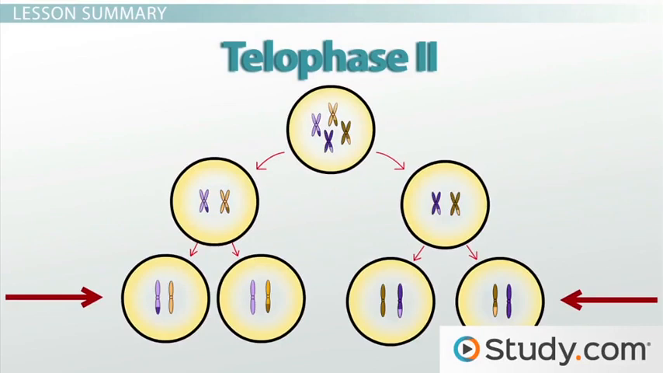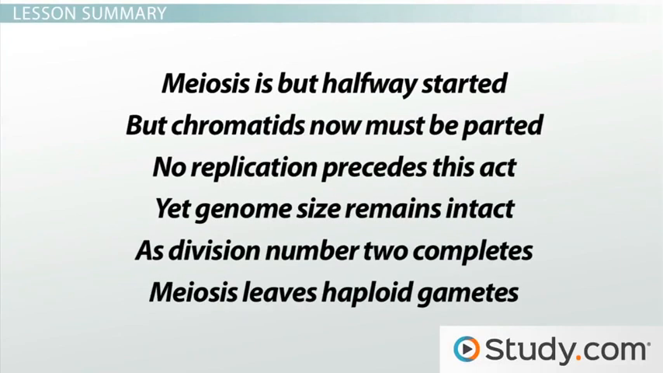As we draw to a close on meiosis and cell division, I'll leave you with one last poetic study aid. Meiosis is but halfway started, but chromatids now must be parted. No replication precedes this act, yet genome size remains intact. As division number 2 completes, meiosis leaves haploid gametes.